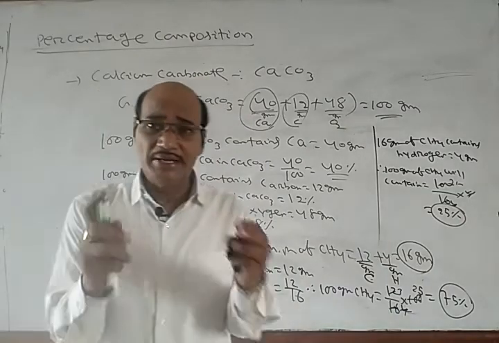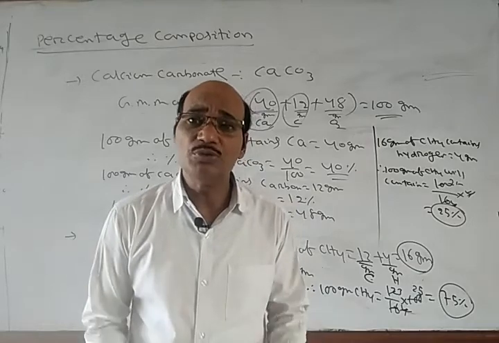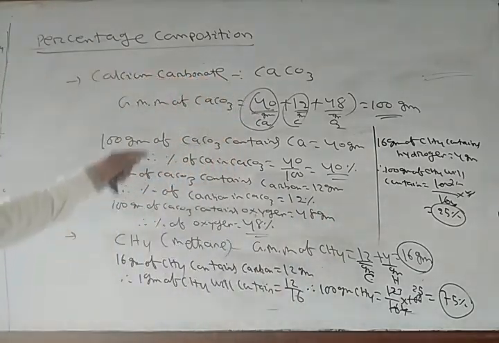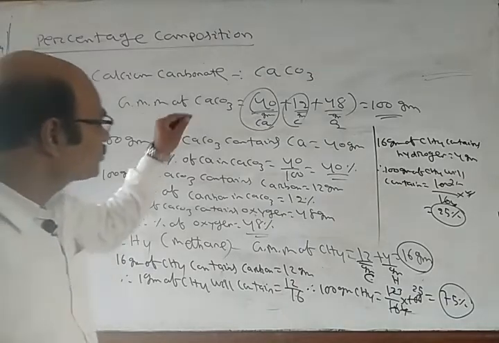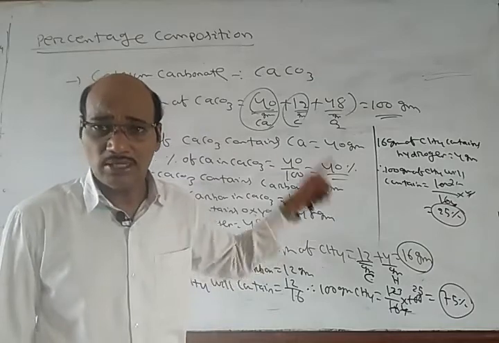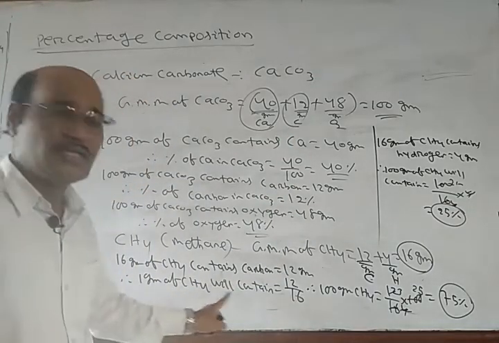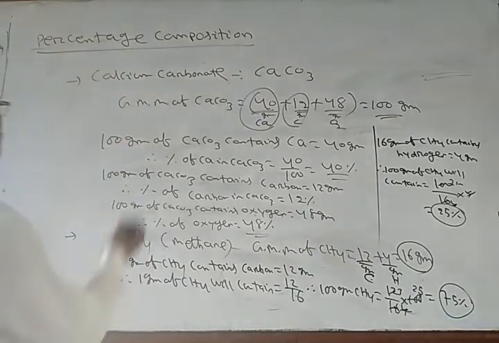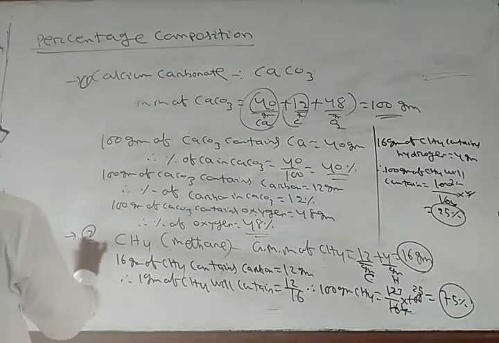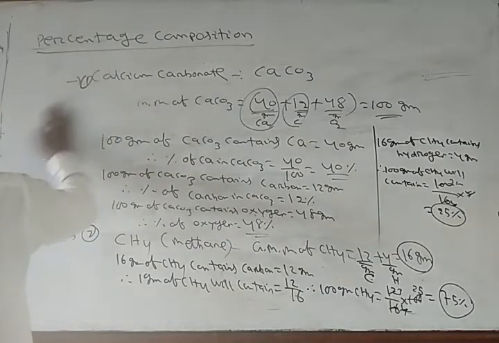Similarly, in any kind of compound, we can find out the percentage composition of each element present there. Okay, so I have discussed two things here. I calculated the percentage composition of calcium, carbon, and oxygen in calcium carbonate. And I calculated the percentage of carbon and hydrogen in methane. Okay, for example, this is your 1, this is your 2.